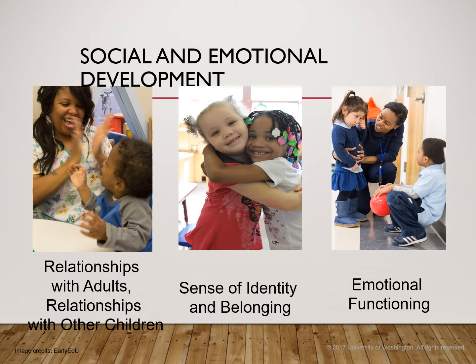The second domain is the social and emotional development domain, and it focuses on children's abilities to create meaningful relationships with other people, to express, recognize, and manage their own emotions, and to respond to others' feelings. This domain includes 4 subdomains: relationships with adults, relationships with other children, sense of identity and belonging, and emotional functioning. Again, as with the previous slide, this slide meshes 2 subdomains into one.